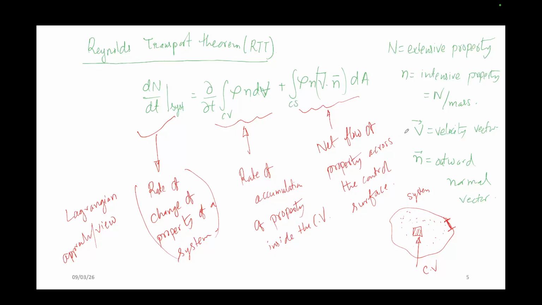So I hope there is no doubt up to this. So that's why these two things are your Eulerian part or view, right? That's why this Reynolds transport equation is important, because it can convert a Lagrangian approach into an Eulerian view or the Eulerian approach.